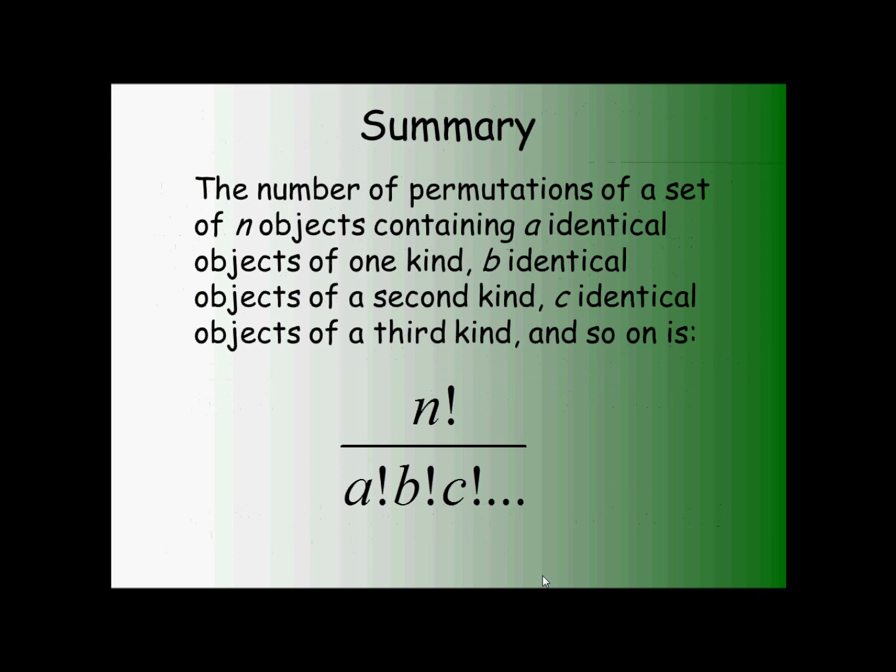So the formula that we're looking at here, and you might see different variations on this formula, different letters used in place of N, A, B, and C, but the concept is the same. So the number of permutations of a set of N objects that contains a certain amount of identical objects of one kind, a certain amount of identical objects of another kind, and a third kind, and so on. The formula looks like n factorial divided by a factorial times b factorial times c factorial times d factorial, and you would continue that pattern in the denominator for however many sets of identical objects you have.